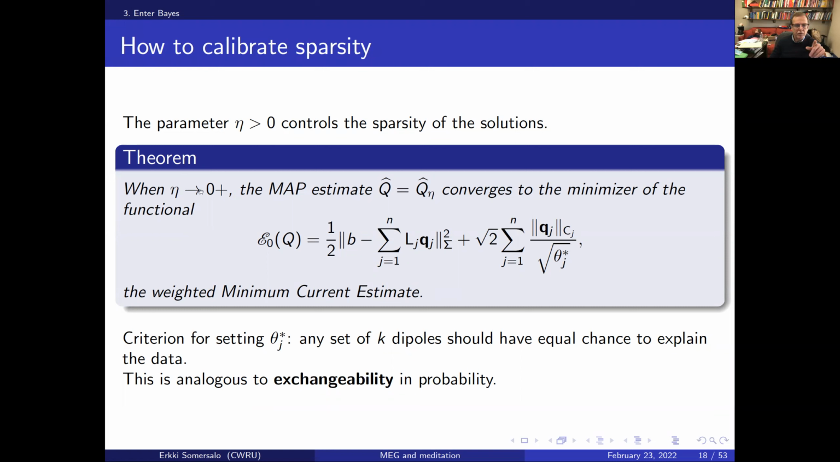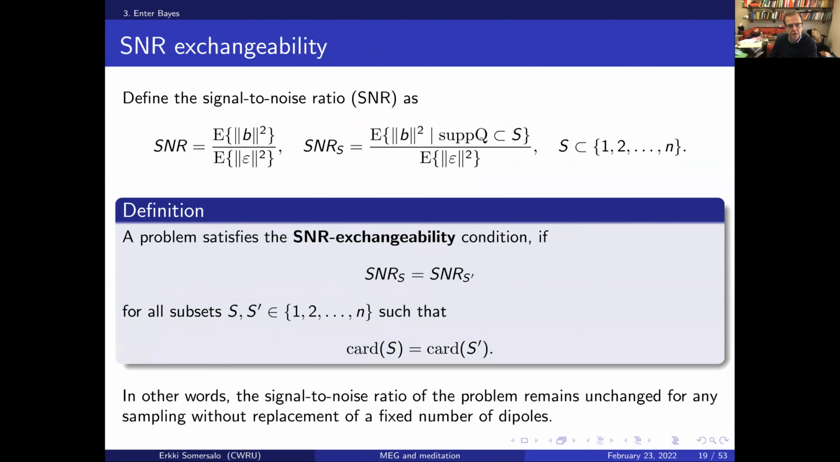So we have a way to decide how to choose this eta. That is a handle for us to control the focality of the solution. So what about this theta star here? Theta star is the shape parameter, and I don't want to choose that by hand. So we have to have some criterion how to choose that. And so we were analyzing this expression, and we came up with a condition which has to do with exchangeability in probability theory. So suppose you have an estimate for the signal to noise ratio of the MEG signal, which is the expectation of the magnetic field power divided by the noise power. And suppose that you're looking at the signal to noise ratio, assuming that you know the support of Q, meaning you know which dipoles are active.